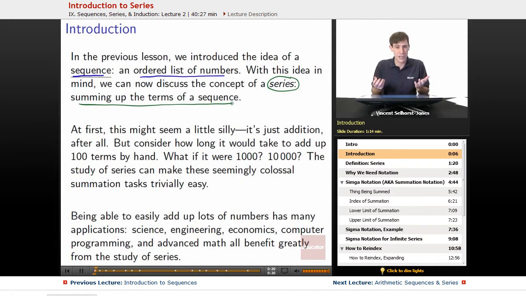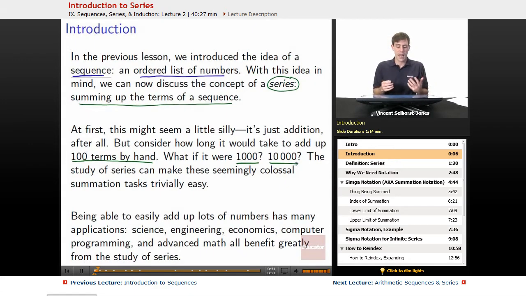It's just addition, and we've been doing addition since kindergarten, so why do we need to talk about addition in a special way? But consider how long it would take to add up 100 terms by hand. Could you imagine how much time it would take if you had to add up 100 different things from a sequence? What if it were 1,000 terms or 10,000 terms? The study of series can make these seemingly colossal summation tasks, having to add up huge numbers of numbers, really, really easy. We can turn this stuff into a trivially easy task once we figure out how to talk about series in a deep way.